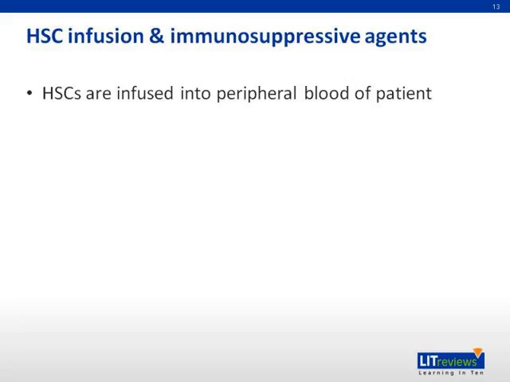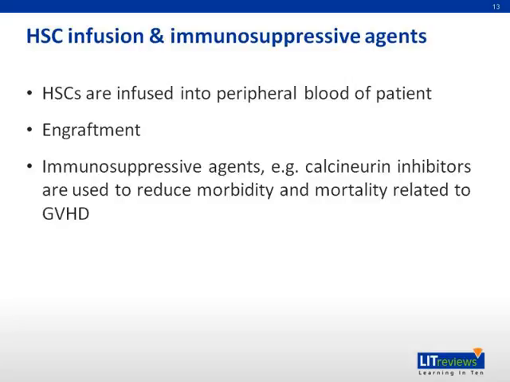The hematopoietic stem cells are infused into the patient as per other blood products under monitoring. Engraftment, which is when the donor cells start to grow and blood counts recover, depends on the source of the stem cells. Immunosuppressive agents are started just before the infusion of stem cells and continued usually for about 6 months to a year, and maybe longer, depending on the presence of chronic graft-versus-host disease.